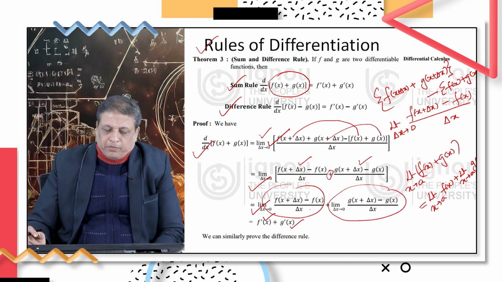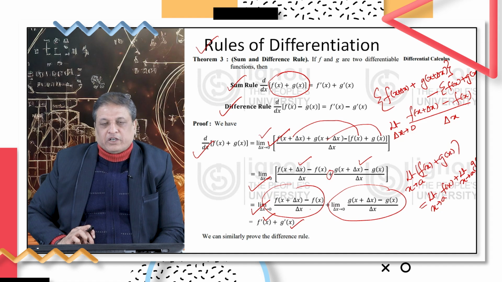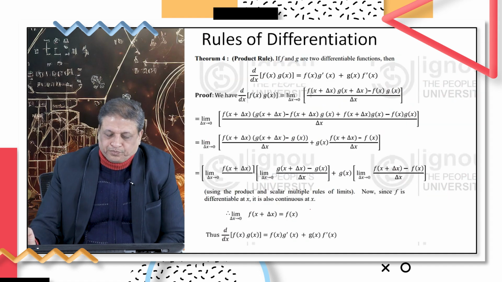On the same lines, we can prove the difference rule, that is d dx of f(x) minus g(x) is equal to f dash x minus g dash x.